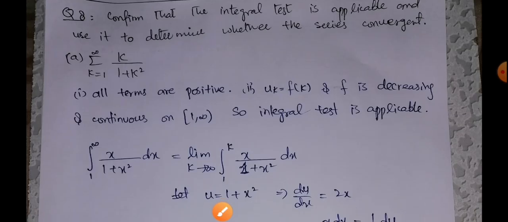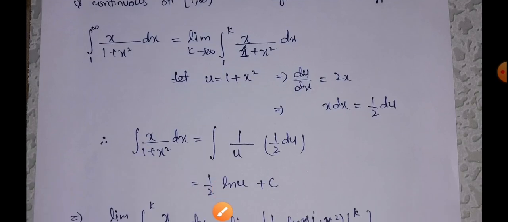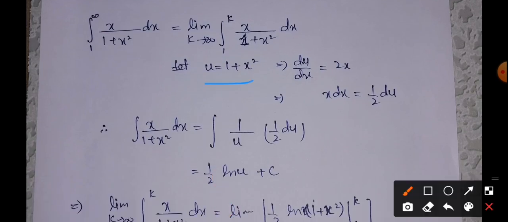Now when we solve this integral, we have to take a substitution. Let u be equal to 1 plus x square. Clearly du by dx will be 2x. So inserting the value, the integral of x over 1 plus x square will be equal to the integral of 1 by u times 1 by 2 du, that is, we have 1 by 2 ln of u plus some constant c. And when we talk about the definite integral, we have to remove the constant of integration.